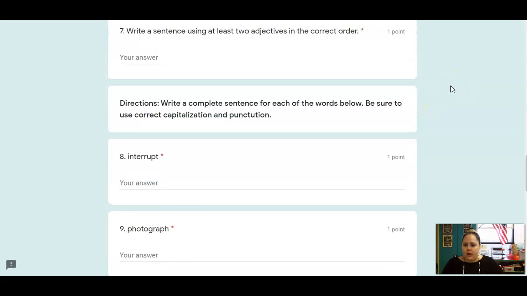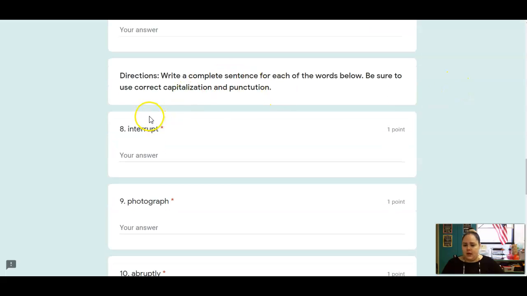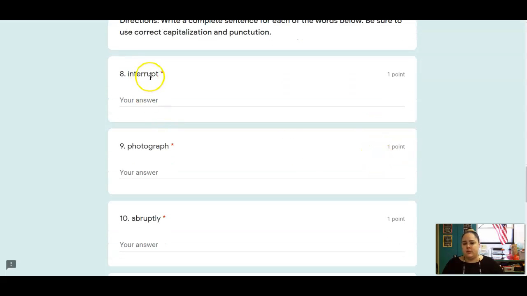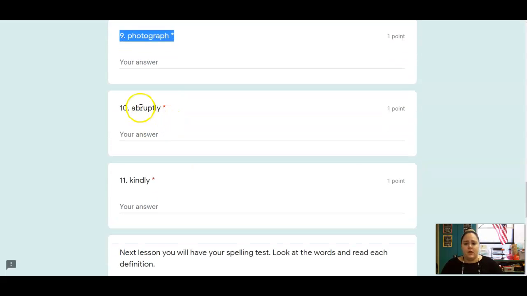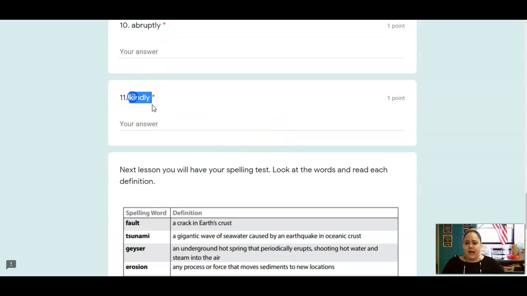And the second part of skills today is some suffix work. So we're going to write a complete sentence for each of these words that include a suffix. Be sure to use correct capitalization and punctuation. So interrupt, when you interrupt someone, you're speaking when they're already speaking. So give me a sentence here, interrupt. Photograph, use it in a sentence. Make sure you start with a capital, end with a period. Abruptly, that means happening really quickly, really suddenly. And then kindly. Okay, so you're going to write one nice 4th grade sentence for each of those words.